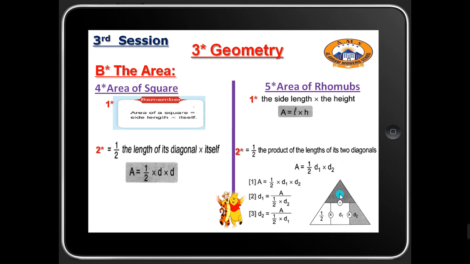If he gives you the area and asks you to calculate the length of the second diagonal of the rhombus, so D2 here, the left is A divided by half times D1.